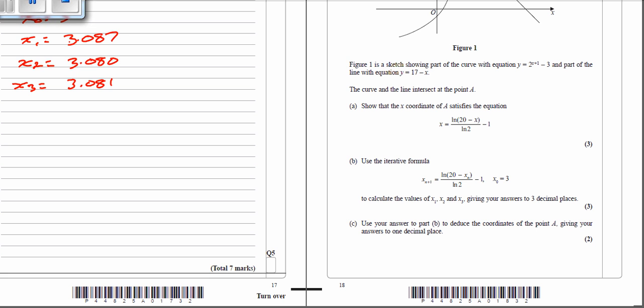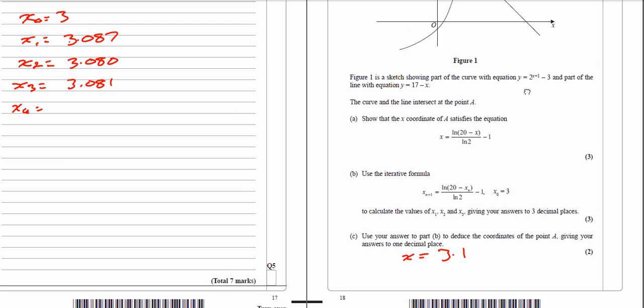Use your answer to part B to deduce the coordinates of point A, giving your answer to one decimal place. So what we could do is we could do that another time just to check to see what it goes to. But I'm saying that we don't really need to because it's only to one decimal place. So therefore, your value of x is going to be 3.1. That's going to be the x coordinate where they intersect.